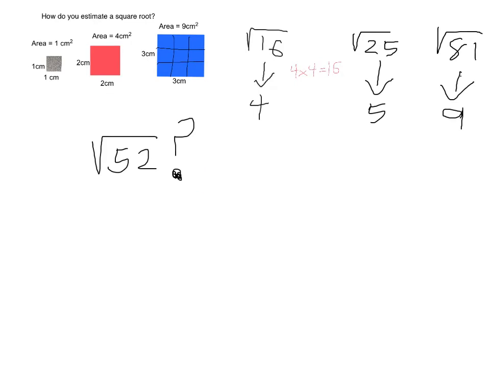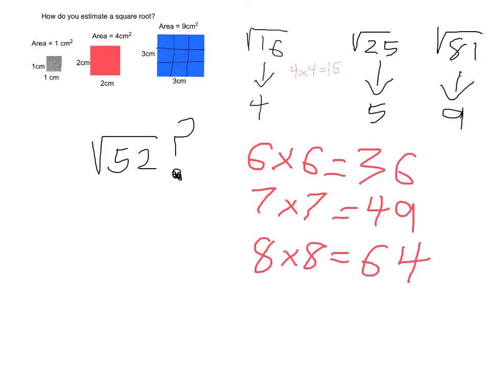This is where estimation can be useful. Depending on how close of an idea we need, we can just use some techniques to estimate. There's no whole number that times itself is equal to 52, but let's think about what would be close. We can test some nearby possibilities. 6 times 6 is 36, 7 times 7 is 49, 8 times 8 is 64. So clearly this is the closest, and this would have to fall somewhere in here.